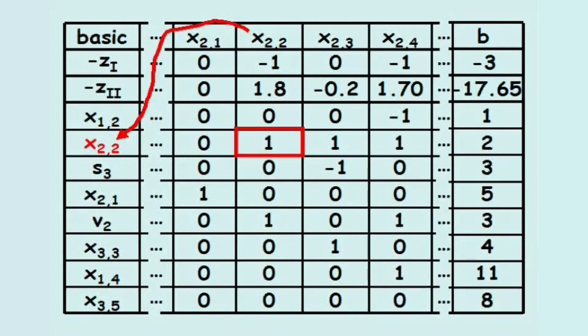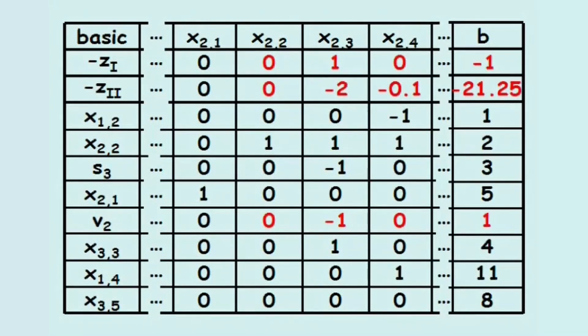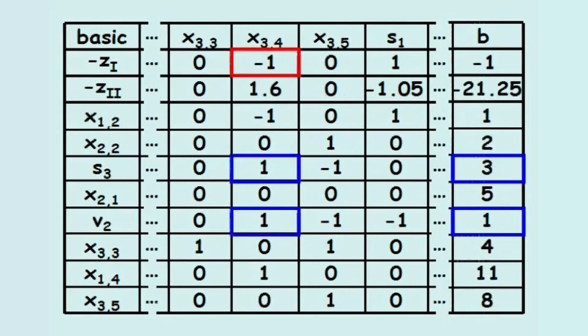Pivoting about x22, we'll add 1 times row x22 to row z1, subtract 1.8 times row x22 from row z2, and subtract 1 times row x22 from row v2. From pricing out, the next variable we'll choose to enter the basis will be variable x34. It will take the place of artificial variable v2, since 1 is a smaller positive quotient than 3.